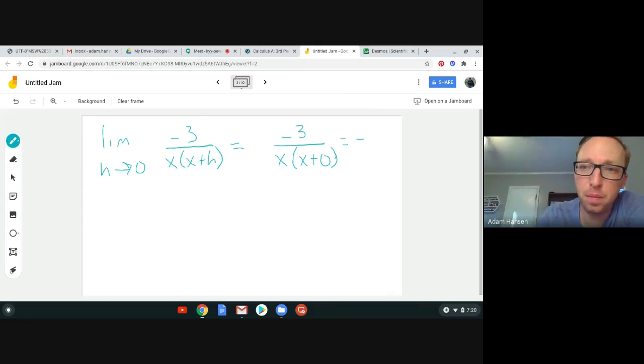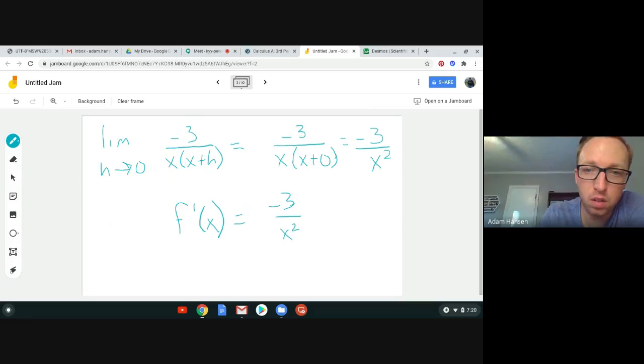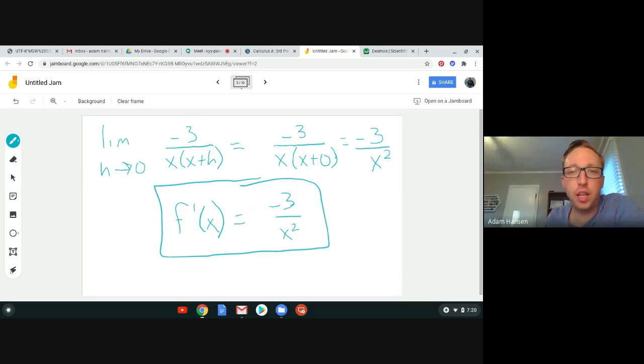Negative 3 divided by x squared. And there's our derivative. F prime of x equal to negative 3 divided by x squared. If you want to find the instantaneous rate of change at any point, or the slope of the tangent line, the slope of the graph at any point, simply substitute that x coordinate into your derivative here.